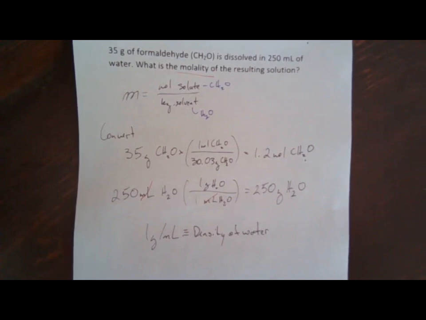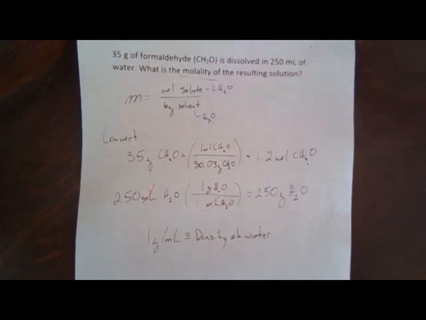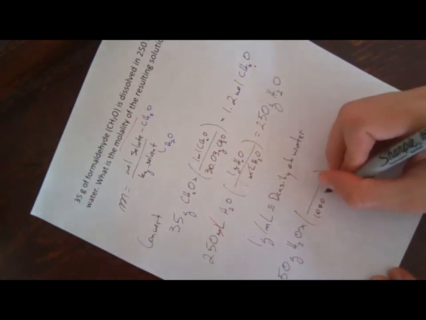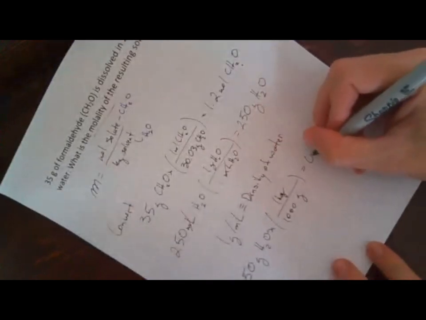It's very common in the world of concentration, especially because we're dealing with kilograms of solvent in the case of molality. Mass percent also is dealing with mass of solution. So it's very common that you use density in this context to go back and forth. So we're in mass. We're not quite done. 250 grams of water needs to be converted into kilograms. 1,000 grams per kilogram.